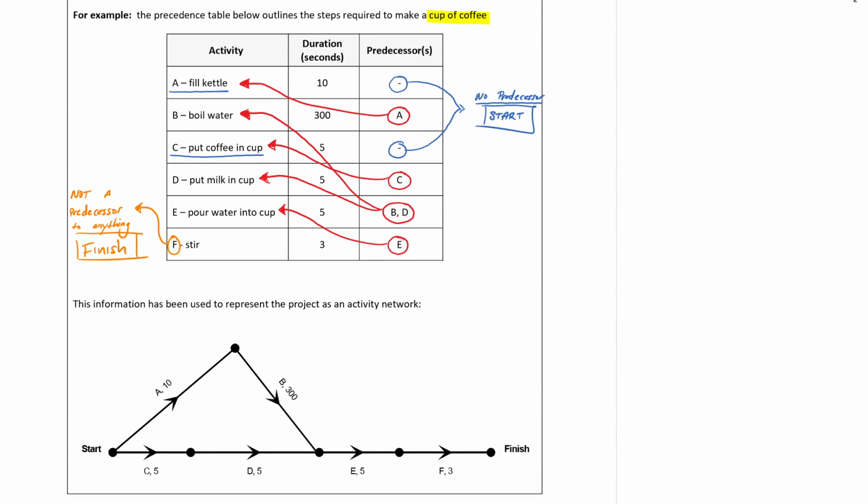All right, so we're now going to see how we take this information from the precedence table and represent it in something we call an activity network. So as you can see, we begin with our starting vertex. And then from our starting vertex, we have our two first activities. So as you can see here, we identified these two parts which had no predecessors, and this is where we're starting from. So filling the kettle and putting the coffee in the cup.